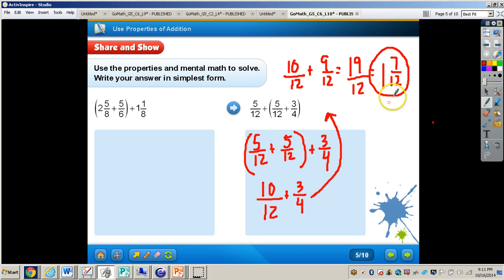Now I had the answer of 1 and 7/12, so you can see what I did here is I used the associative property, and I just grouped these two fractions with like denominators. Then we can see 5/12 and 5/12 is 10/12, adding that to 3/4. You can see I did need to find a common denominator. Adding 10/12 and 9/12 gives me 19/12 for a grand total of 1 and 7/12.